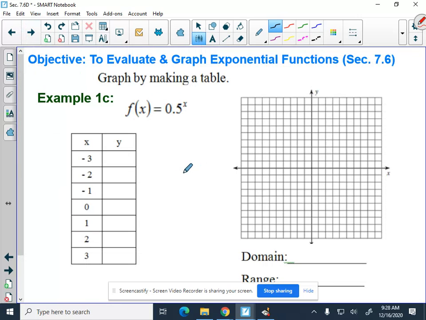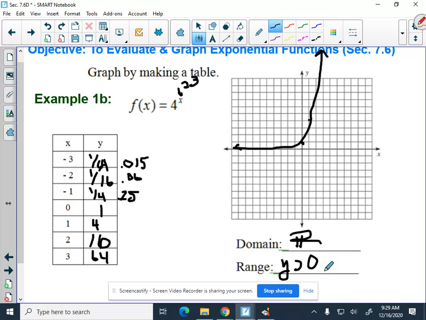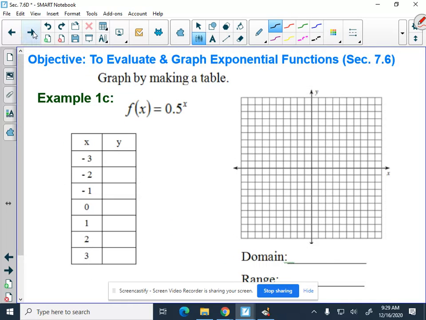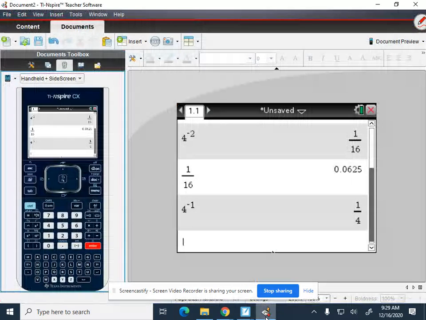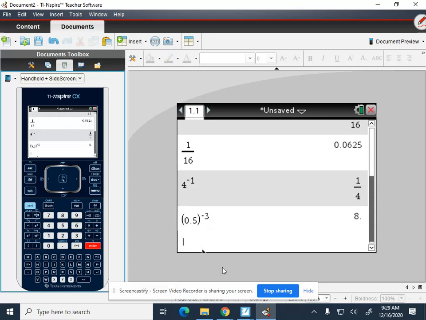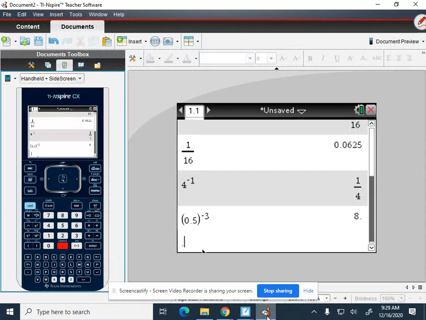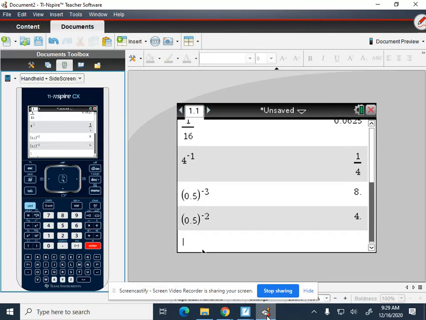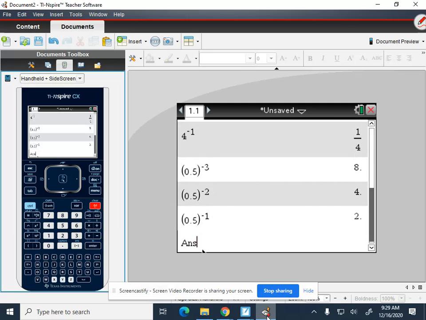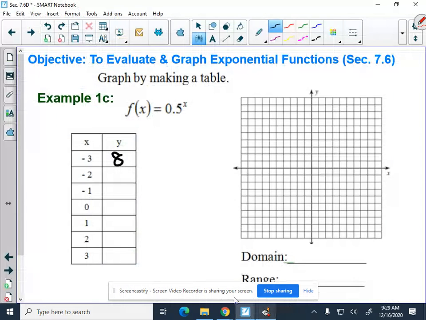All right, next. The range is y is greater than 0. All right, 0.5. 0.5 to the -3 gets 8. 0.5 to the -2. 0.5 to the -1. 0.5 to the 0. Anything to the 0 is 1. So 8, 4, 2, 1. Do you recognize the pattern?